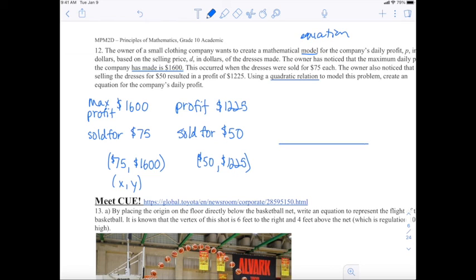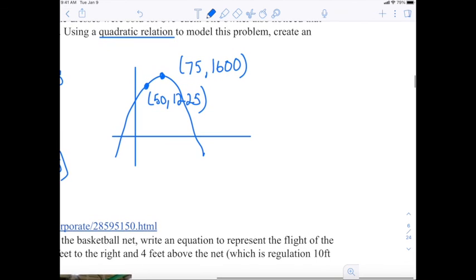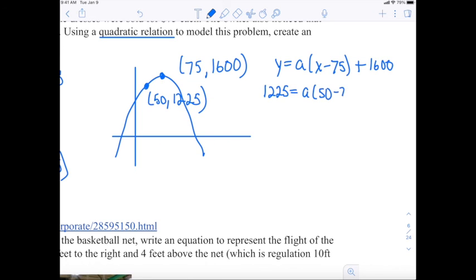So I can just sketch this, and I don't really know what it looks like, but I know that one of the points is (75, 1600) and another one of the points is (50, 12.25). So if we want to write a quadratic function for this, I can start with my vertex. And then I will put in another point on the graph, and I only know one. Oops, that should be squared. And I only know one.